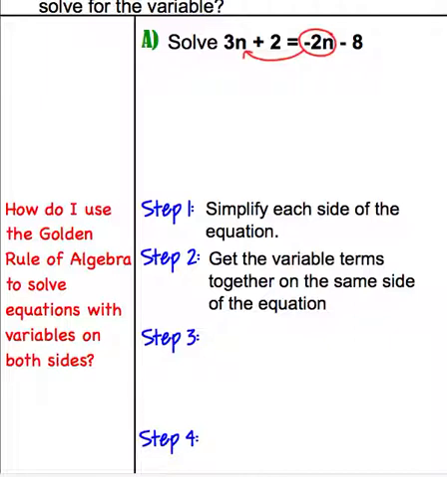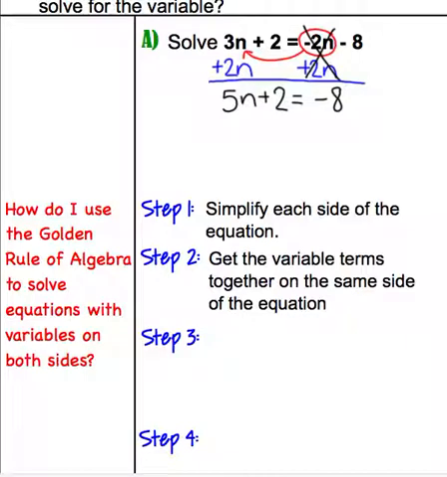Now to do that, that means I'm going to get rid of a negative 2n, which is adding 2n, and I'm going to add 2n by the golden rule to both sides. That will cancel these two n's, leaving me with 8. And on the other side, I get 3n plus 2n, which is 5n, plus 2 equal to that 8. So now we're back to a type of equation that you're familiar with.